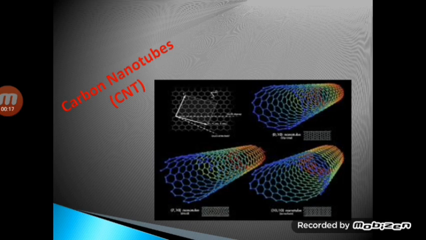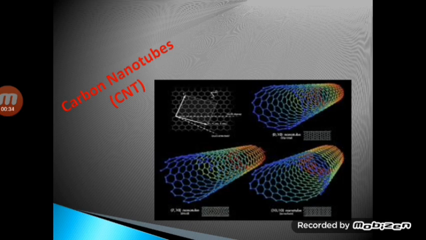A carbon nanotube is a microscopic tube made by rolling a one-carbon-thick sheet of carbon atoms. Carbon nanotubes are extremely strong, durable, and lightweight. Due to these unique properties, it has been suggested that carbon nanotubes can be used to build space elevators.